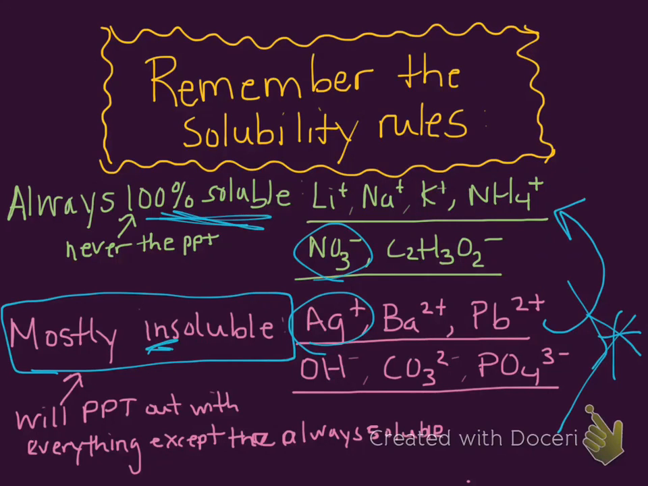Insoluble meaning not soluble, meaning it's going to be a precipitate. It's going to form a solid. That's what insoluble means, that it's going to be a solid. It's no longer going to be as ions in solution.